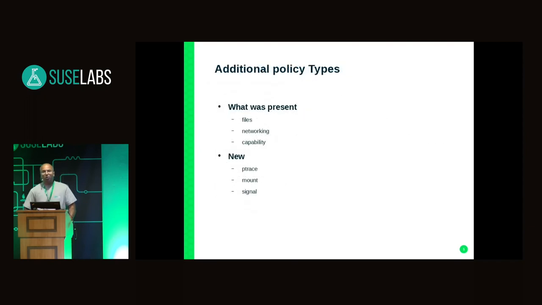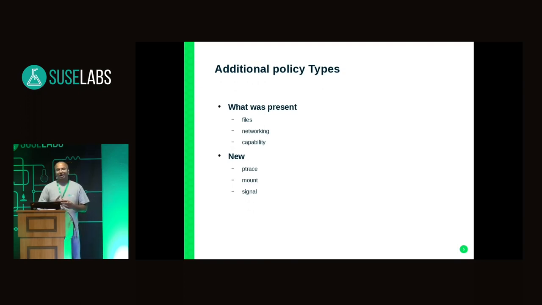So what was already present before SLE 15? It started off with the rules for files. We at SUSE developed networking, and we were carrying legacy patches since, I don't know, time immemorial. We also had capabilities and all. Recently, since upstream moved fast enough, we added ptrace, which is of course used for debugging, but you can define rules for whether you can be ptraced or are capable of ptracing or not.